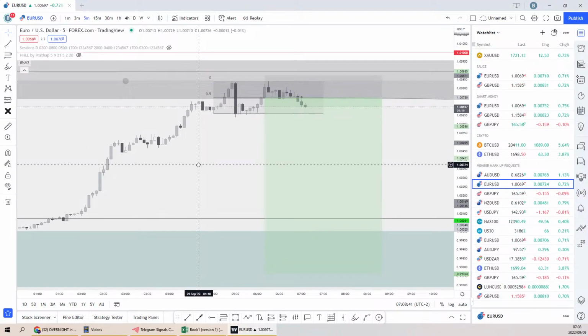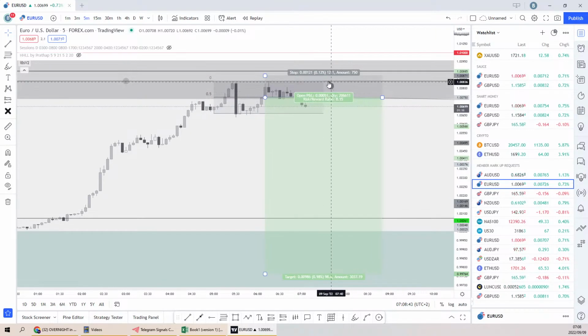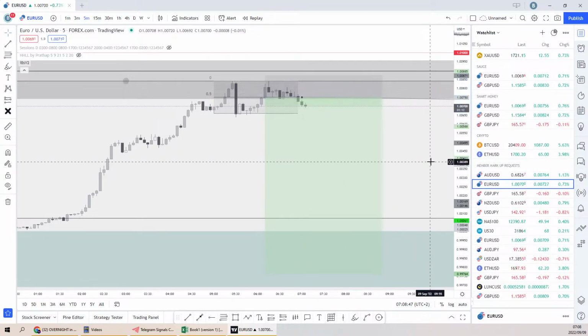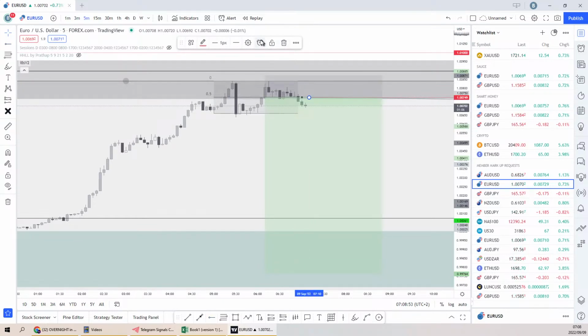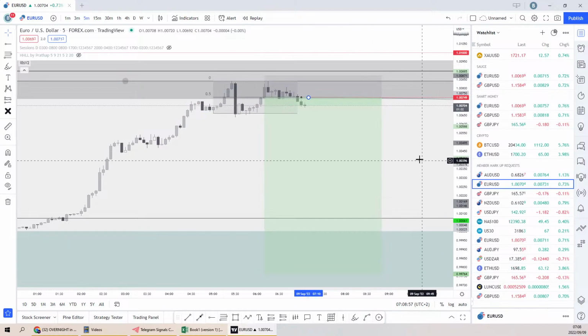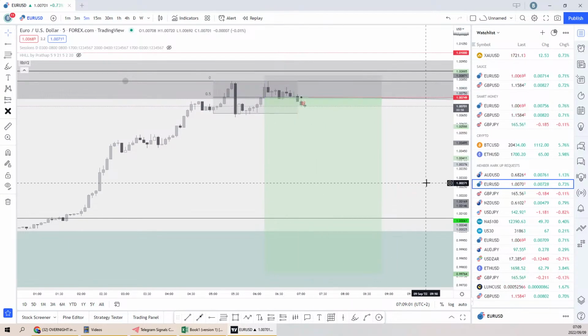If price retraces back into my EQ, I'll probably take this trade. So I'm going to set an alert so that I know. If price retraces back in there, I am in. Because it has given us our entry model.